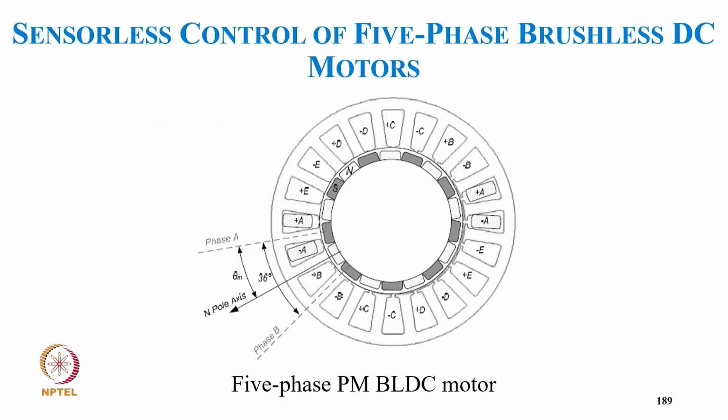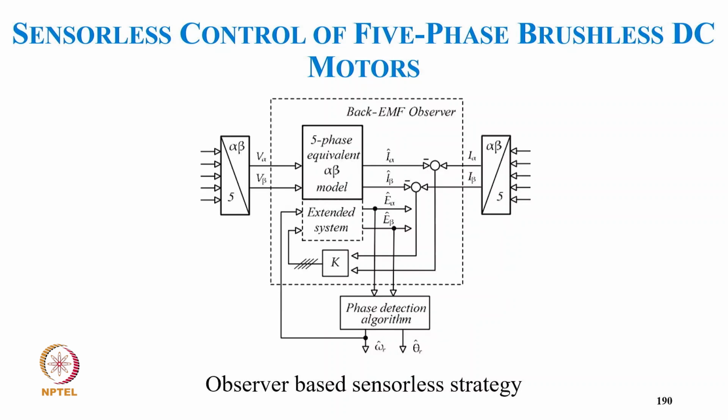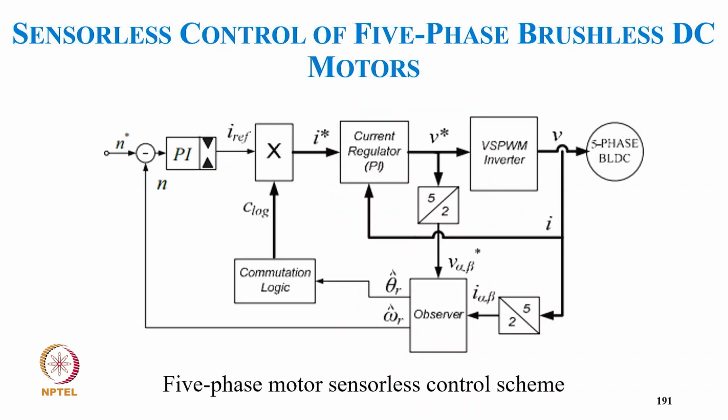This is typically a 5-phase BLDC motor. We sometimes use a higher phase number because of redundancy, and this is how it looks. These are typically the overall sensorless blocks. We get the back EMF sensing signal, and from the 5-phase voltage we get V alpha beta. From current sensing we get I alpha beta, and from the actual sensed current we also get I alpha beta, from which we give a feedback and are able to get the back EMF. Then the phase detection algorithm gives omega as well as theta. And this is typically the sensorless control of a 5-phase motor.